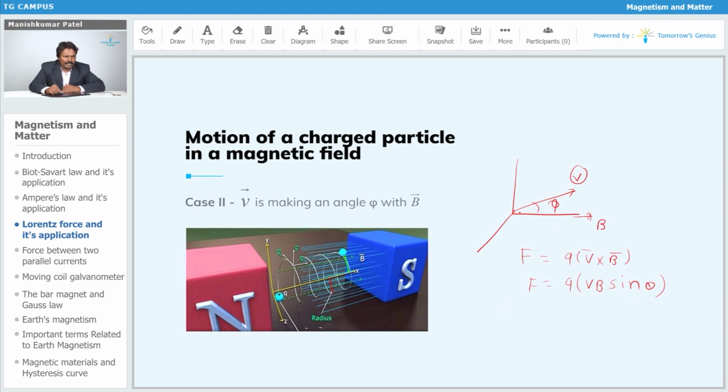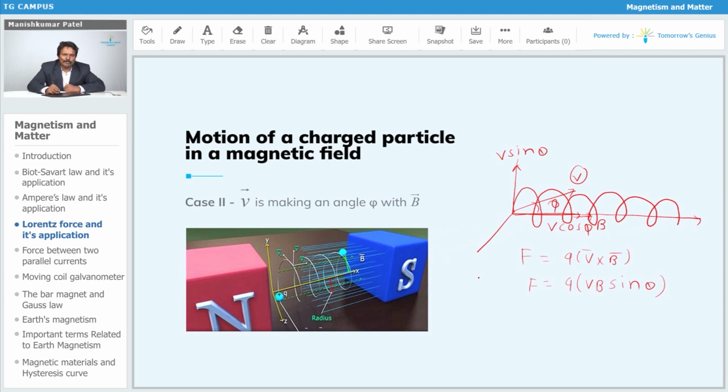Definitely it is having two components. One is v cos phi, and the other is v sine phi. This v sine phi is responsible for the force, because of which it goes on in the circular loop or circular path, and at the same time this v cos phi will just provide it some momentum in the forward direction. It provides some velocity because of which it is moving in the horizontal direction also.